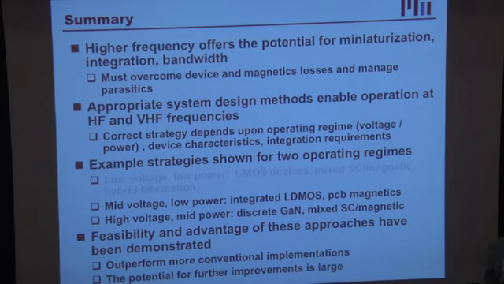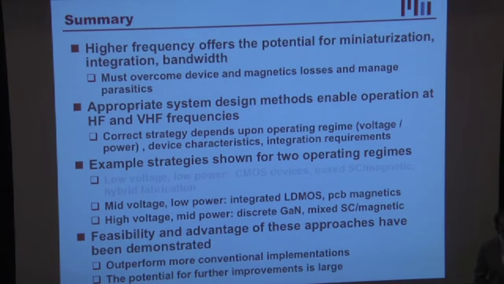To do this, we've got to overcome device and magnetics losses and also manage the parasitics in the circuits and overcome some of the inherent constraints about component sizing. Nevertheless, with the appropriate design methods, we can get to these greatly increased frequencies. And I should note that the correct strategy for doing this depends upon the operating regime, the voltage and power, and the device characteristics you're using.